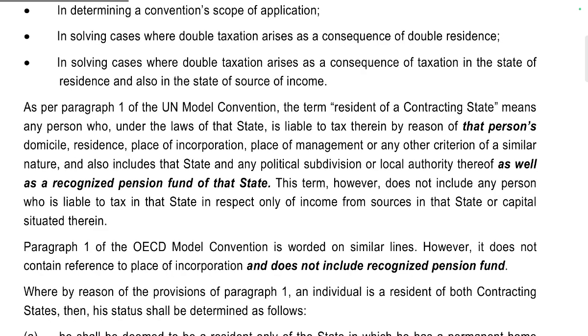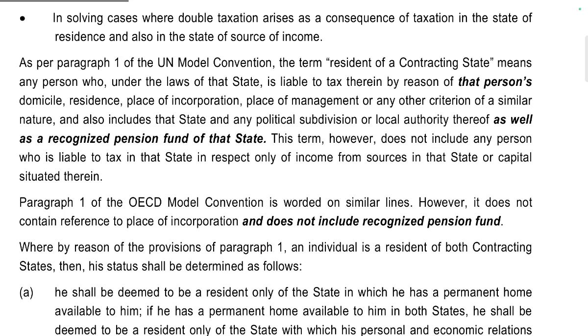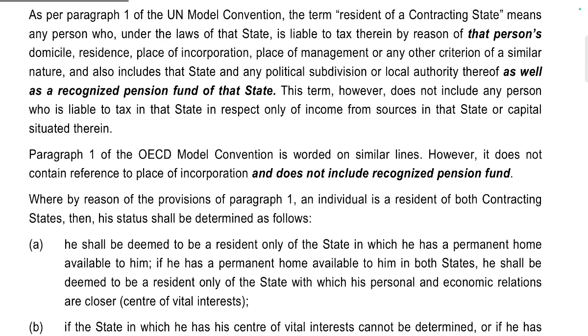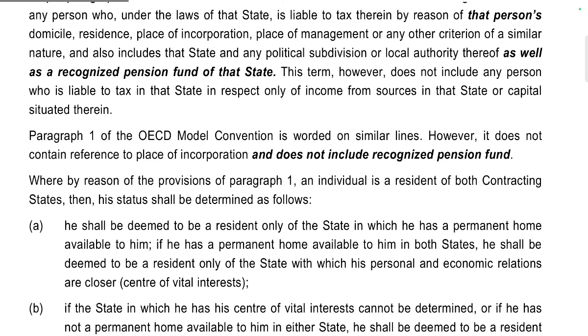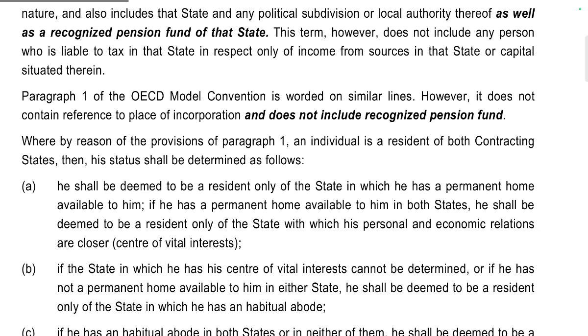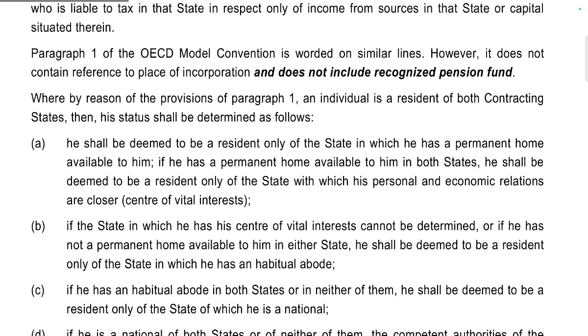of income. As per the paragraph of the UN Model Convention, the term resident of a contracting state means a person who, under the law of that state, is liable to tax therein by reason of his domicile, residence, place of incorporation, place of management, or any other criterion of a similar nature, and also includes the state and any political subdivision or local authority thereof, as well as a recognized pension fund of the state. This term, however, does not include any person who is liable to tax in that state in respect only of income from sources in that state and capital situated therein. Paragraph 1 of the OECD Model Convention is worded along similar lines. However, it does not contain a reference to the place of incorporation, and does not include recognized pension funds.